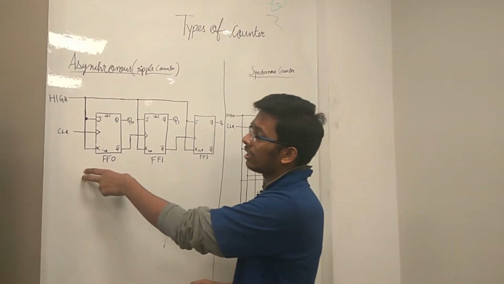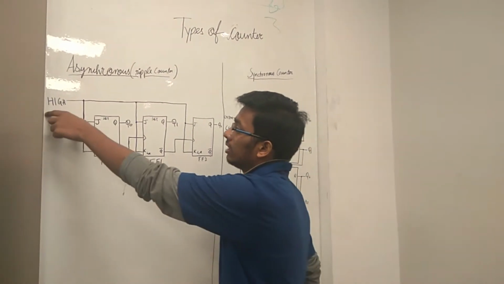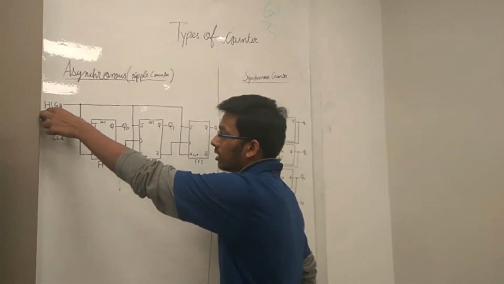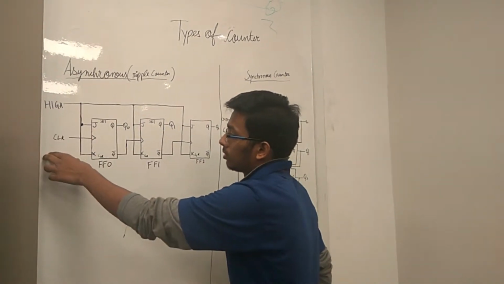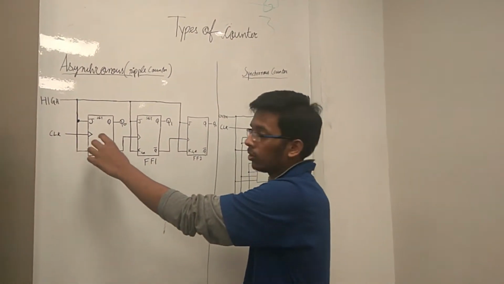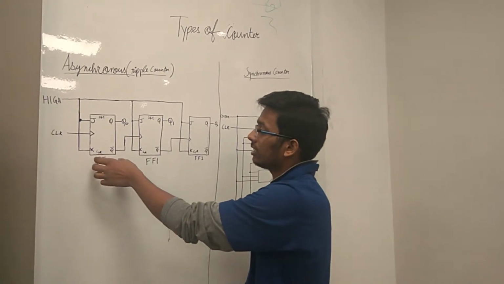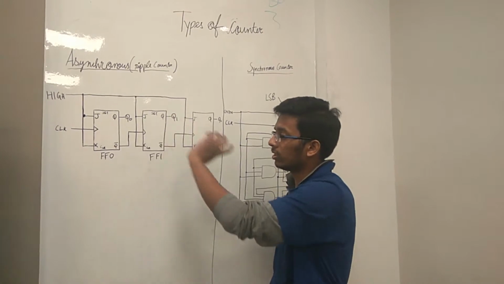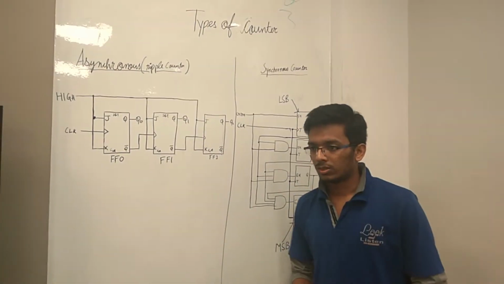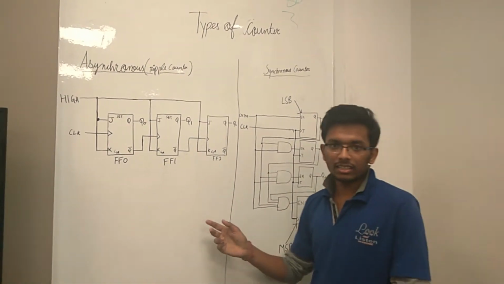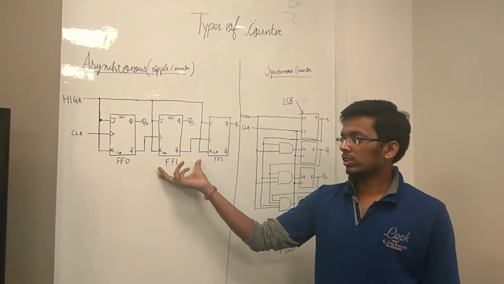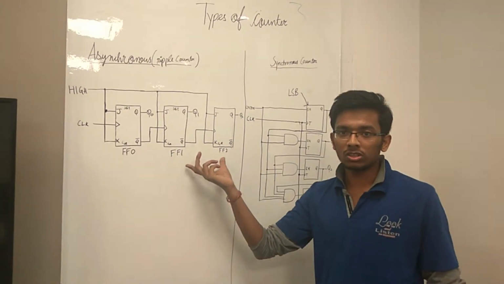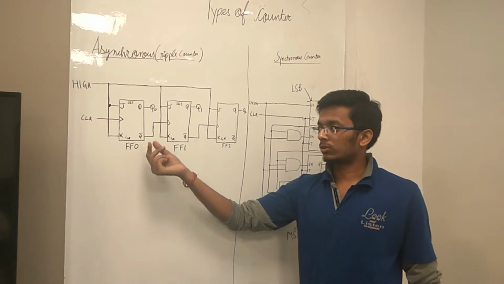So here in the asynchronous counter, there are two inputs coming. First is the counter and second is the clock. So here what happens, the clock goes into the first flip flop, then the output of the first flip flop goes into the second flip flop, and it goes on into the other flip flops. So here we can say that all the flip flops are dependent on the output of the first flip flop, which is not so good.